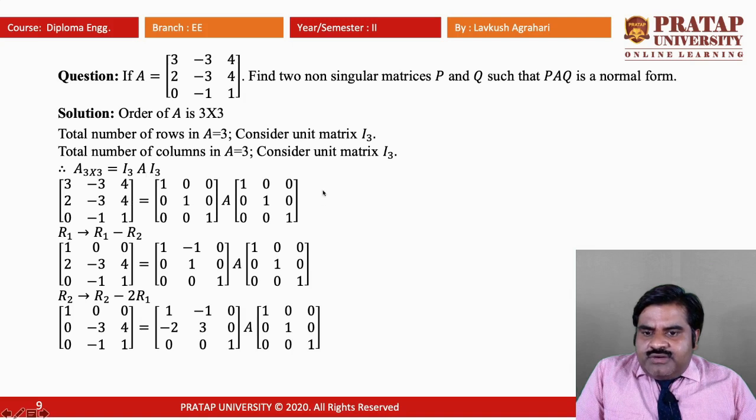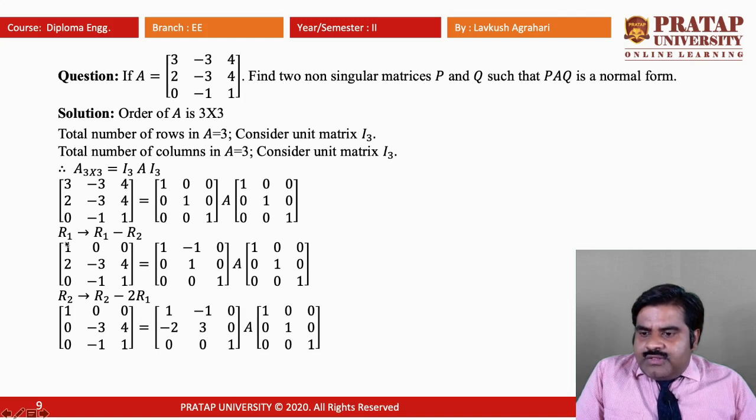Now we have to convert this matrix A, which is written in the middle, into a normal form. The same operation will be performed on the other matrices. If there is a row operation, it will be reflected in the matrix written to the left of A, and if a column operation is performed, then the reflection goes to the matrix written on the right hand side of A.